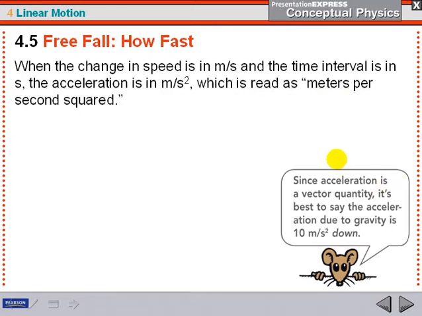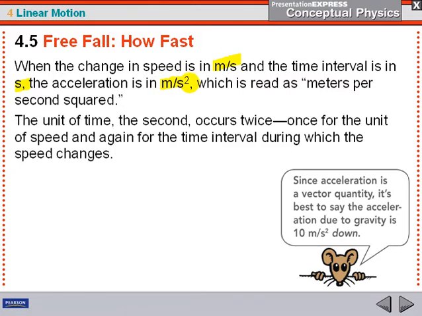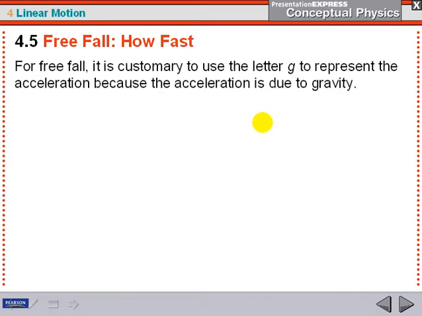So we're talking about units here. We're talking about change in speed in meters per second. We're talking about time intervals of seconds. So therefore the acceleration is going to be expressed as meters per second squared, which we've talked about in the last section. You can see once again the unit of time occurs twice, once for the unit of speed and again for the time interval during which speed changes.